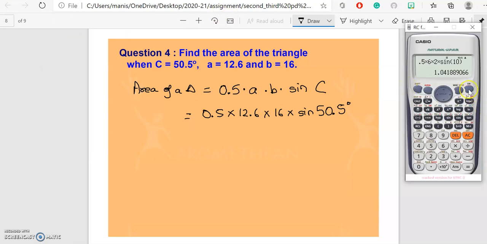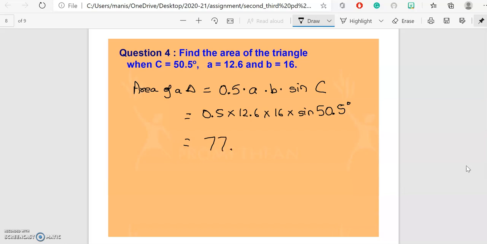So this is my calculator over here. So this says 0.5. I will just take 0.5 times 12.6 times 16 times sine of 50.5, and make sure you close the parentheses over here, and your answer is 77.77. Since there are no units over here, you can always write square units, and this is your answer for this question over here.